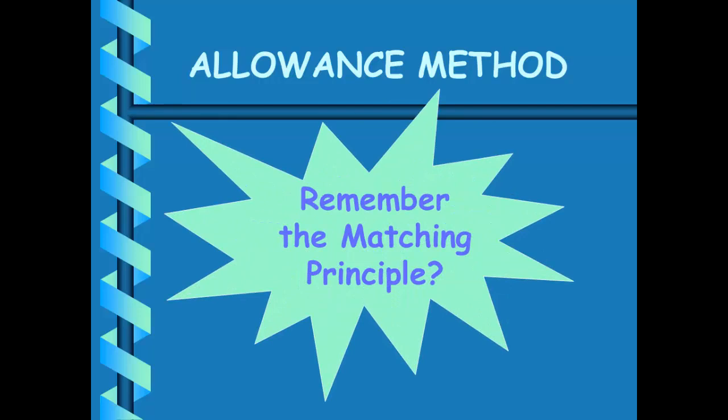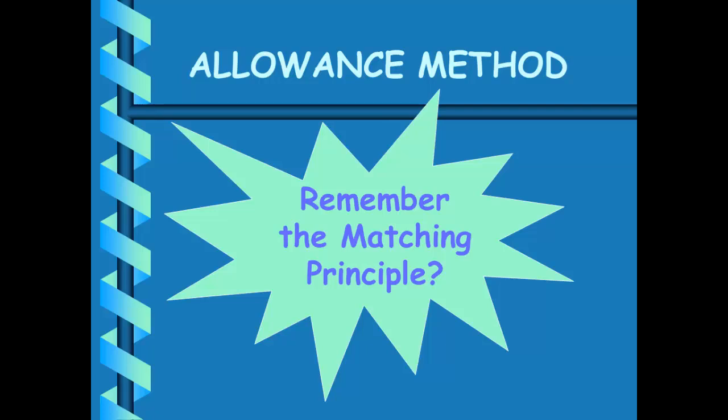The allowance method is good because it goes along with the matching principle. Let's take a minute and review the matching principle. That was back in chapter 3. The matching principle says we want to match expenses with the revenues they help generate. Match expenses with the revenues they help generate. That's really impacted what we've done all semester long.